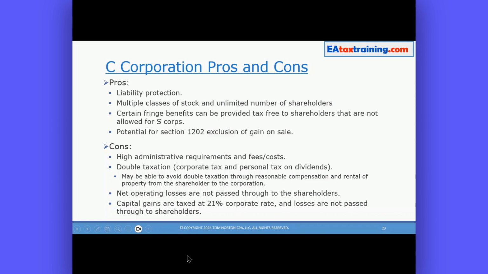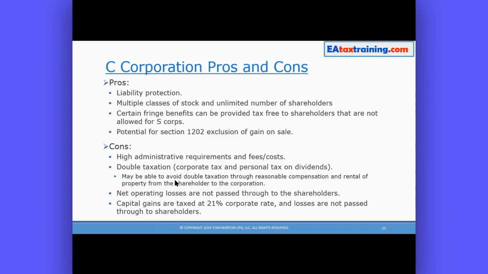So what are the cons or the disadvantages? There are high administrative requirements and fees, as we discussed before. You've got this whole double taxation issue. So the income is taxed twice, once at the corporate level and again at the personal level, the tax on dividends. Now, you may be able to avoid that double taxation. So there are strategies you can use as a small business owner of a C corp in order to avoid the double taxation.